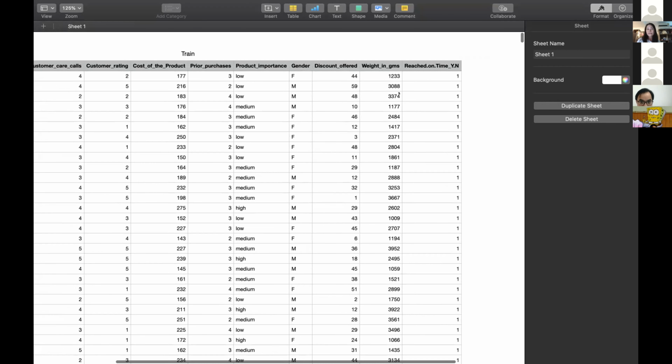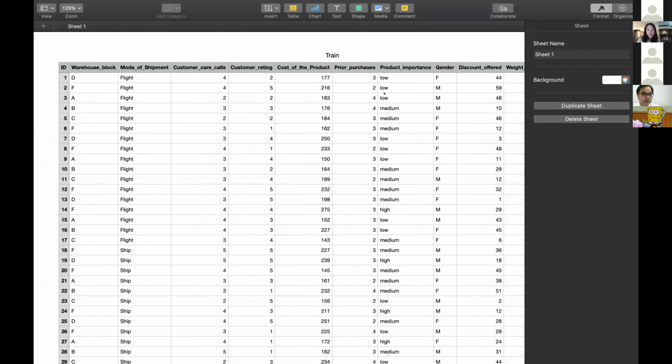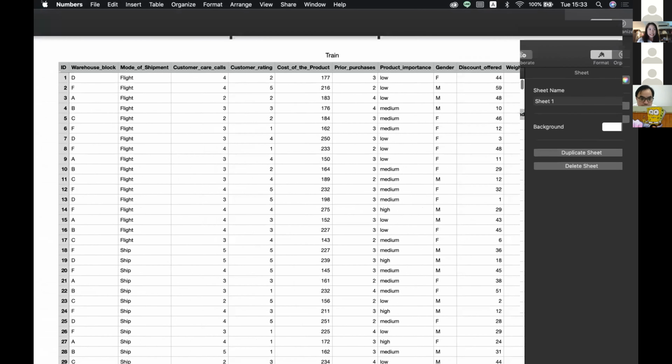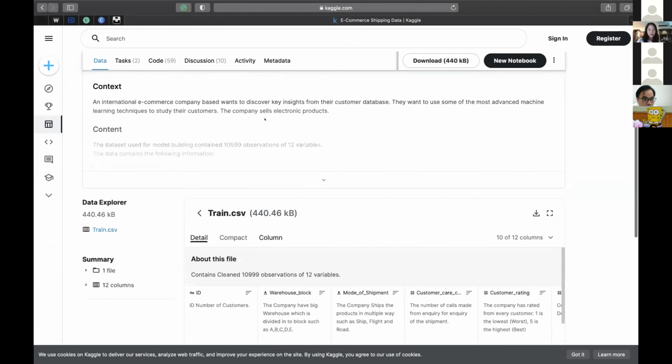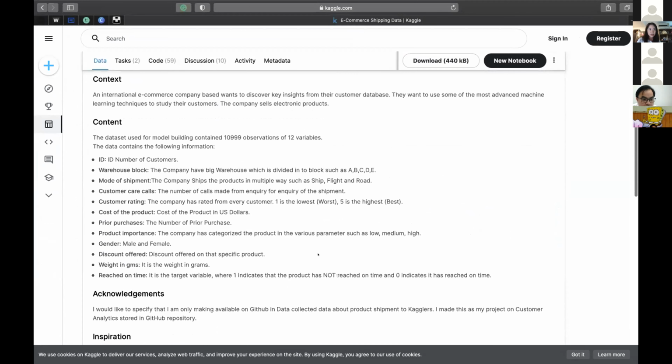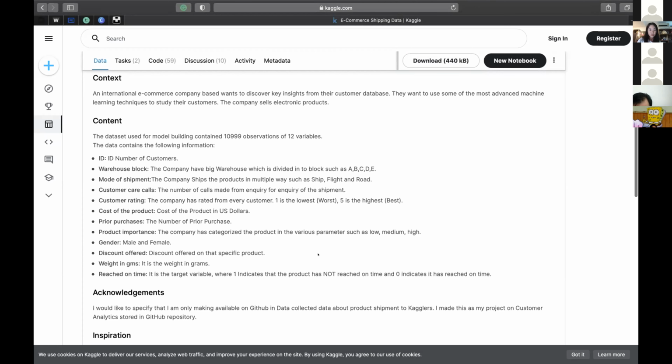Okay. So it is a supervised learning exercise, right? Supervised machine learning. Okay. Can you go back to the Kaggle page? I want to see the data description. Okay, sure. Does it say anything? Yep. Description: international e-commerce company wants to discover key insight from customer database. ID, warehouse block, customer calls, reach time, where one indicates the product has not reached.